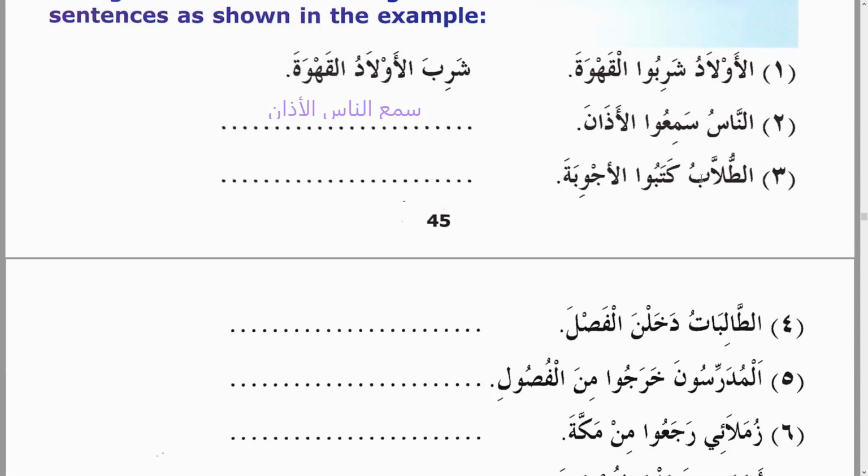Next one, at-tullabu katabu al-ajwiba. The students wrote the answers. So this will become kataba at-tullabu al-ajwiba. Ajwiba means answers. Al-ajwibata. Katabat tullabul ajwibata. See, I'm just changing from sami'u to katabu because it's plural, the students. Still, I'm making it singular.